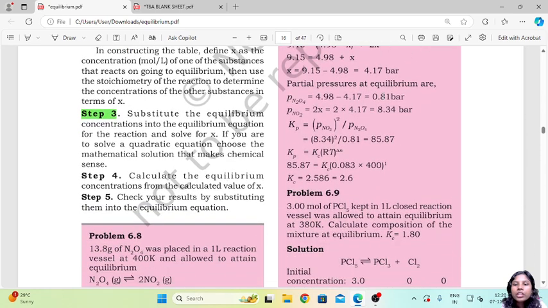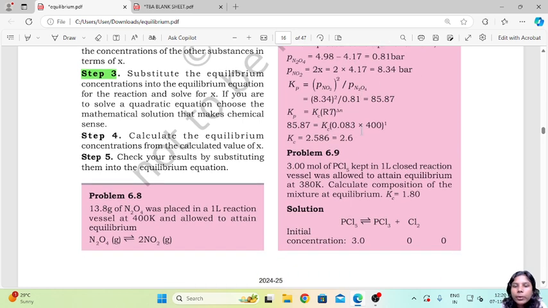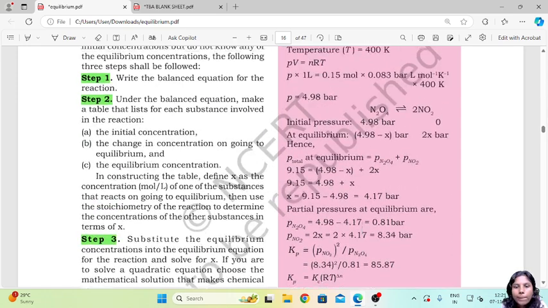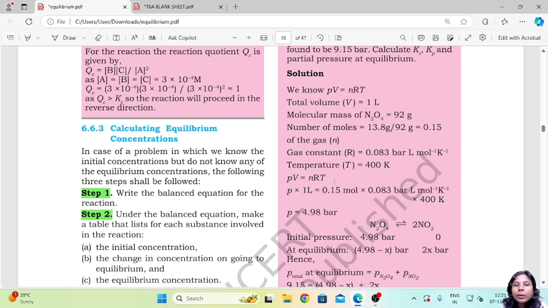So the partial pressures at equilibrium are found by substituting the value of x. Then Kp equals, you write the equation, P NO2 the whole squared, because it has a stoichiometry of 2, upon P N2O4. On substituting we get 85.87. Then you can find the value of Kc also. We know there is a relation directly given, Kp equals Kc (RT) raised to the power of Δn, where Δn is the change in the number of moles, so we can directly substitute and find the value of Kc, which comes to be around 2.6. So that is how we can calculate the equilibrium constants for a given reaction.